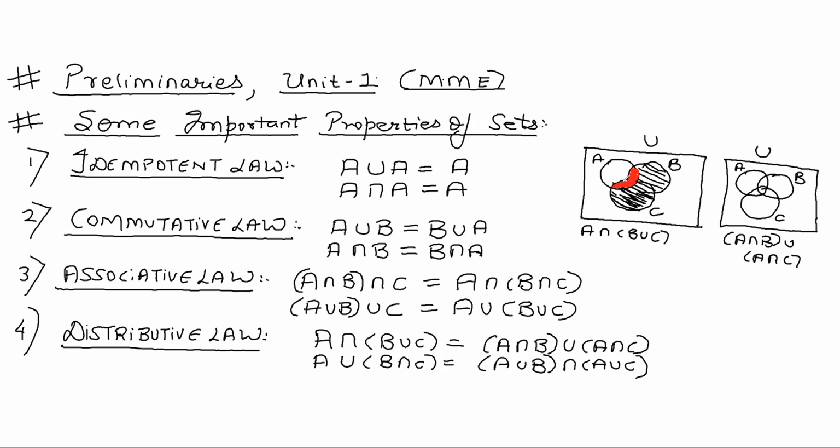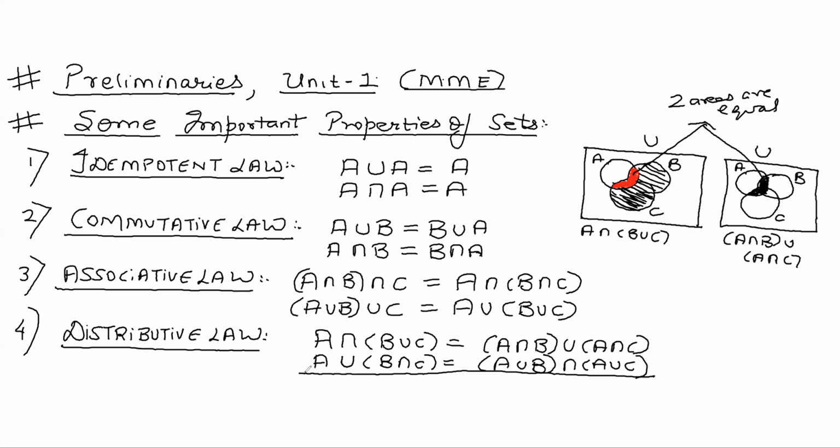Similarly, look at A intersection B. On the right hand side, A intersection B is this, union with A intersection C. A intersection C is this. So you can see these two areas are equal. Similarly, you can try at home the second one. Try A union B intersection C and A union B intersection A union C. You will observe that through Venn diagram, they will have the same area.